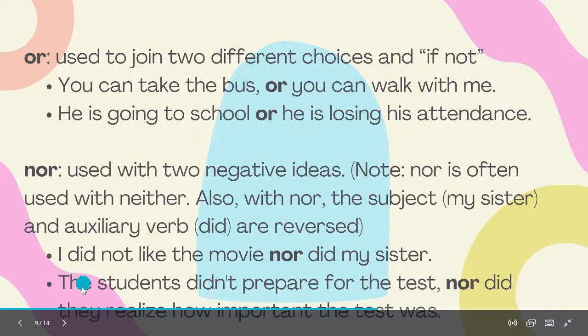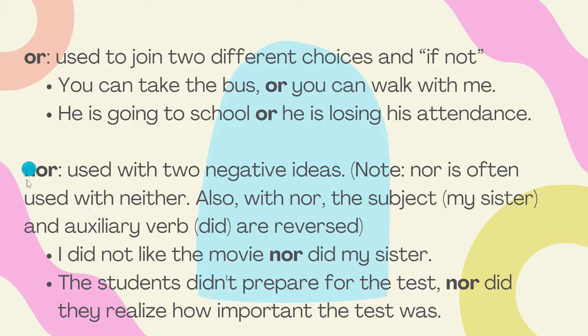Okay. The second example: the students didn't prepare for the test, nor did they realize how important the test was. Okay. So when you use nor, it has to be reversed. The verb first and then the subject. This is only for nor. Okay.